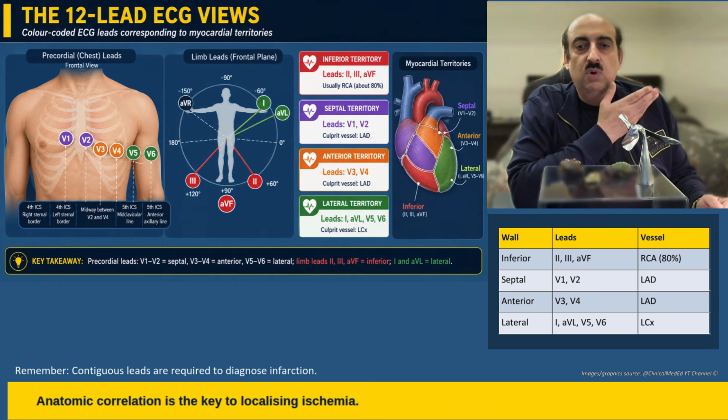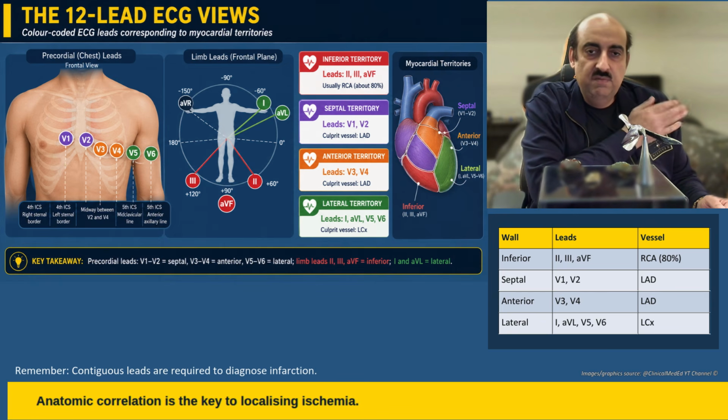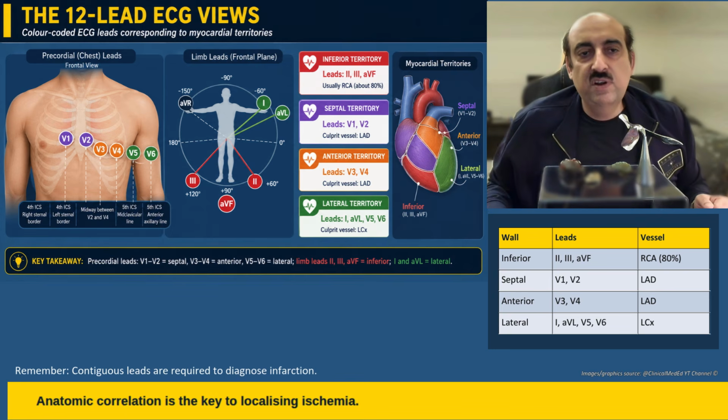Now 1, AVL, V5 and V6 represent the lateral territory. So these are the important leads and territories to remember.